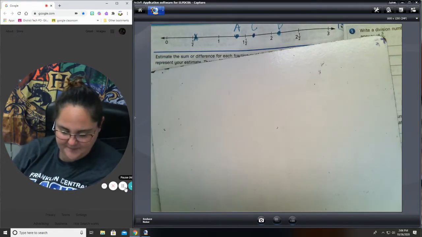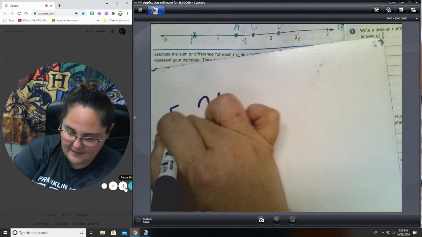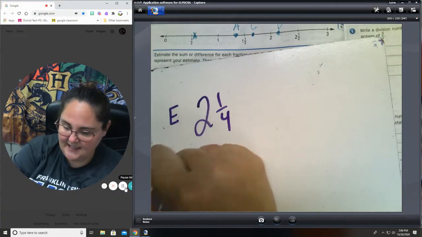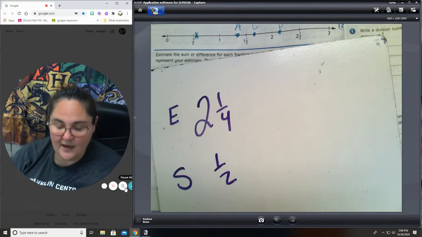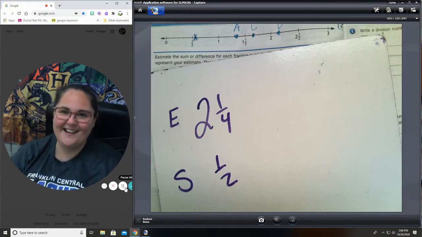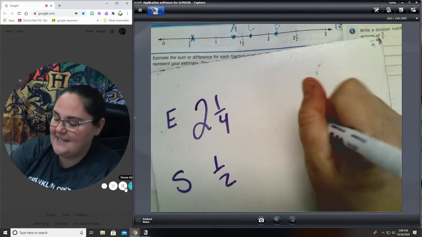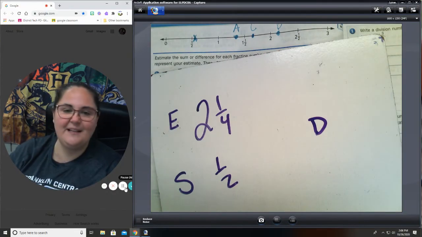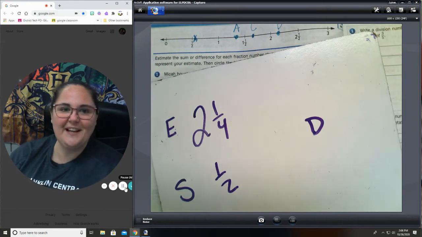Let's do D. Emma ran 2 1/4 mile. Stacy ran 1/2 mile. How many miles did they run all together? All together. Find your answer and label it D. Find your answer, label it D. Go. Pause the video, get it done, and come back when you're done.